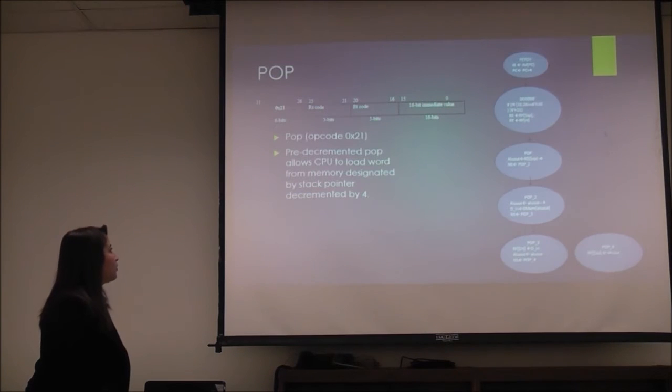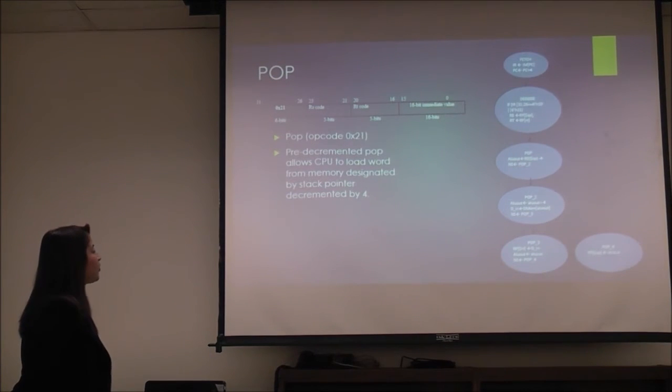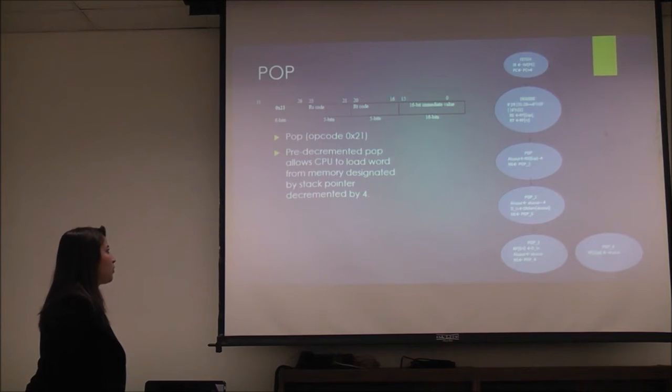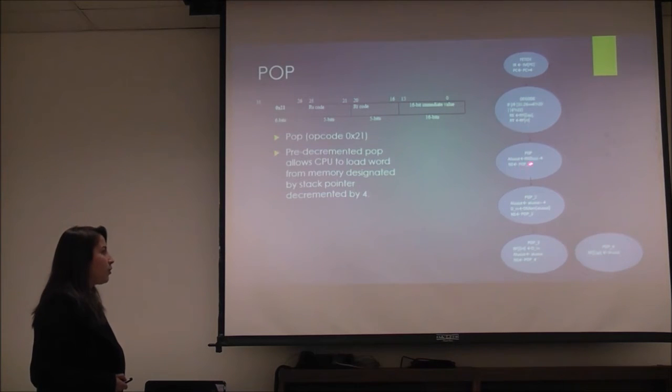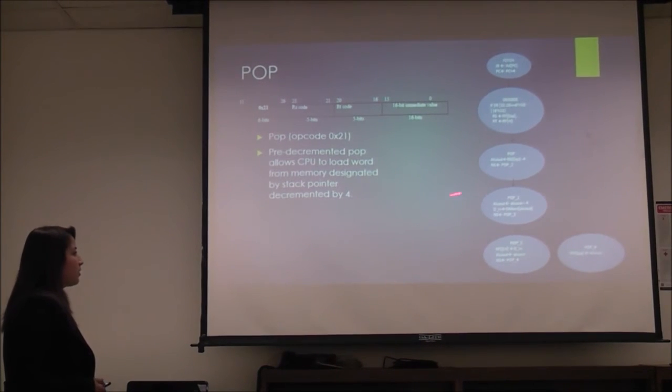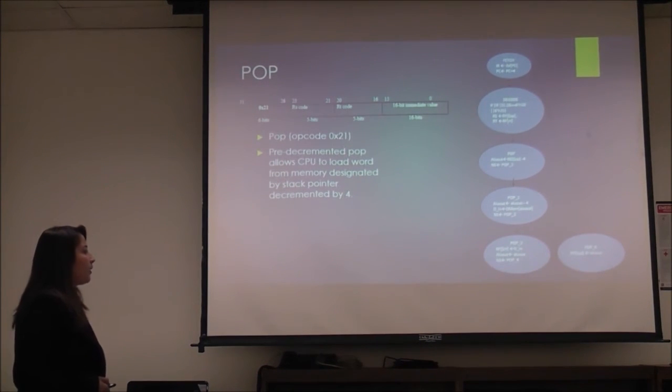Very good. Okay, for the POP, it's a pre-decremented POP, which allows the CPU to load a word from memory designated by the stack pointer decremented. So right after staging the operands, we're going to decrement the stack pointer using the function select decrement by 4. We're going to do the same thing, go around through the ALU, and then go through the data memory and assign DN with that output, and then go through this state, in which we essentially feed the write back DN into the register file.